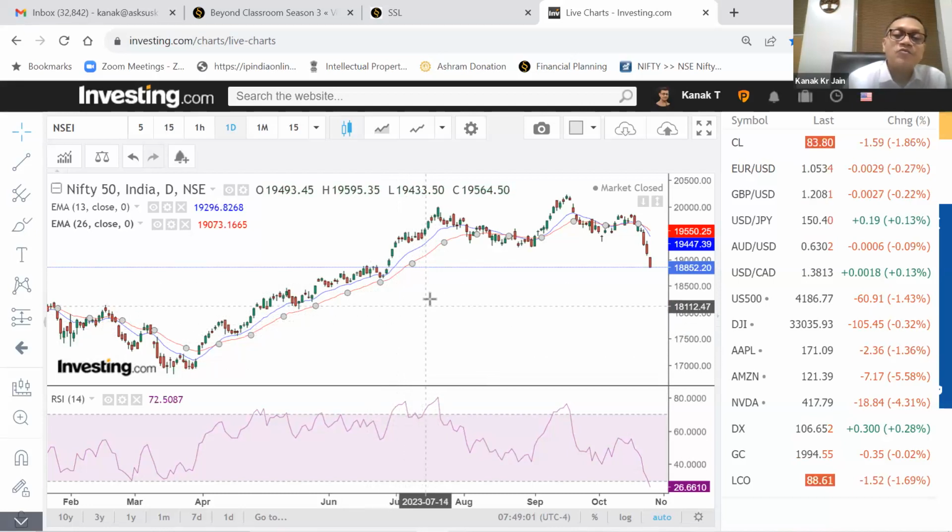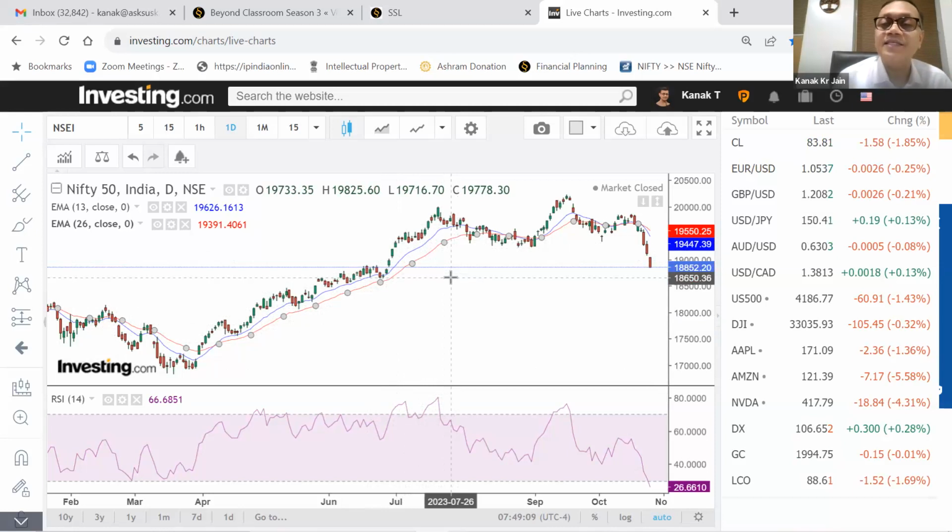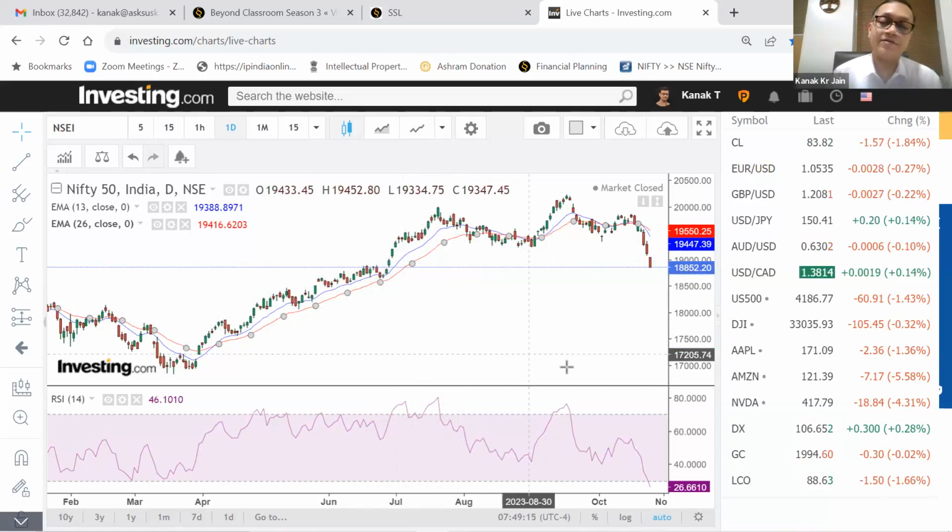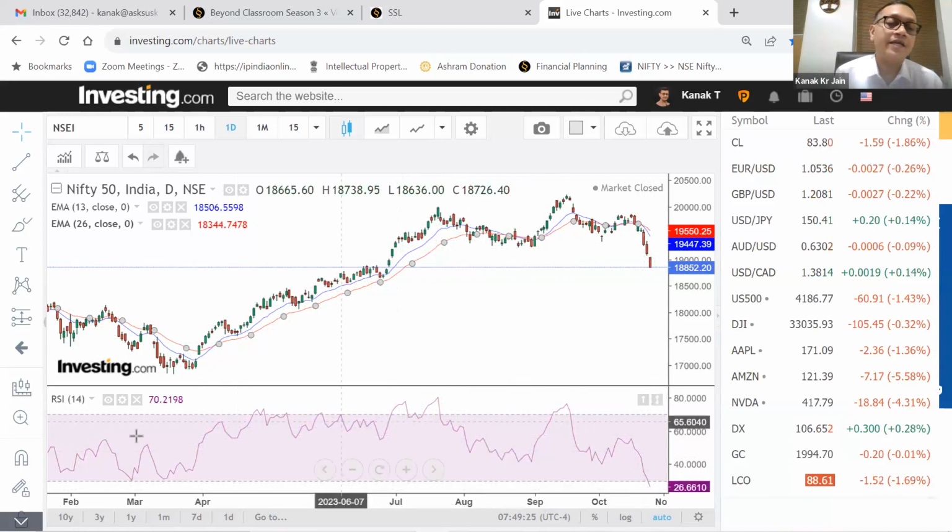17,600, 18,000, and so on. But as of now, I think this level, which looks very positive, is 18,600. You can see this is the level. So 18,600 type levels. And one more thing: the 14-day RSI, if you see, the market has become oversold. It is in the negative zone.